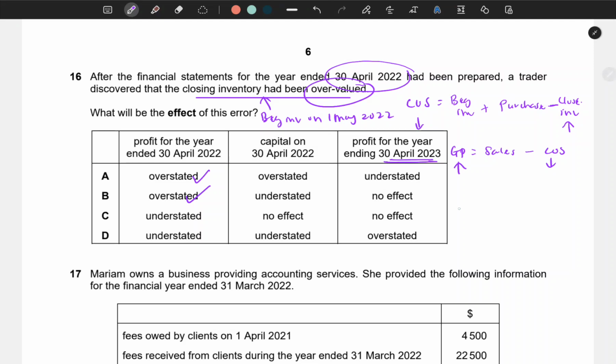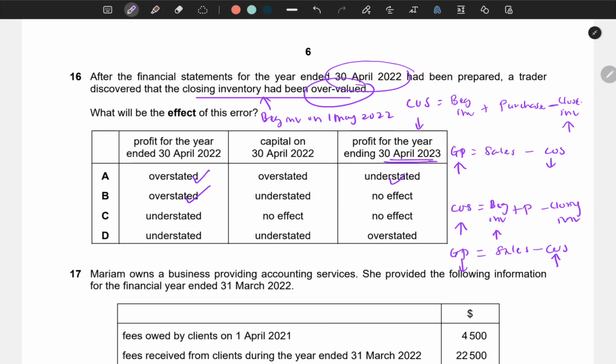Cost of sale equals beginning inventory plus purchases minus closing inventory. When the previous closing inventory is higher, the beginning inventory becomes higher, so the cost of sale is higher. Gross profit equals sales minus cost of sale, so when the cost of sale is higher, the gross profit will be lower. So now it becomes understated.